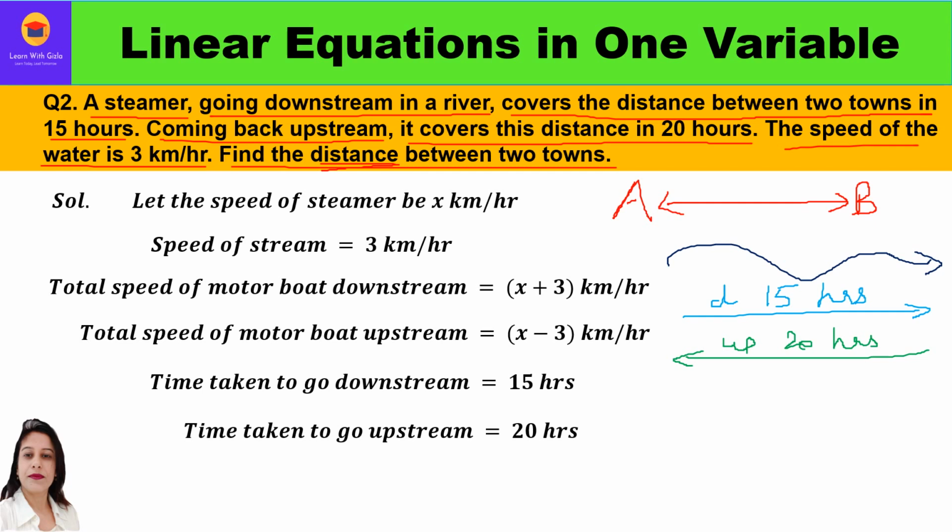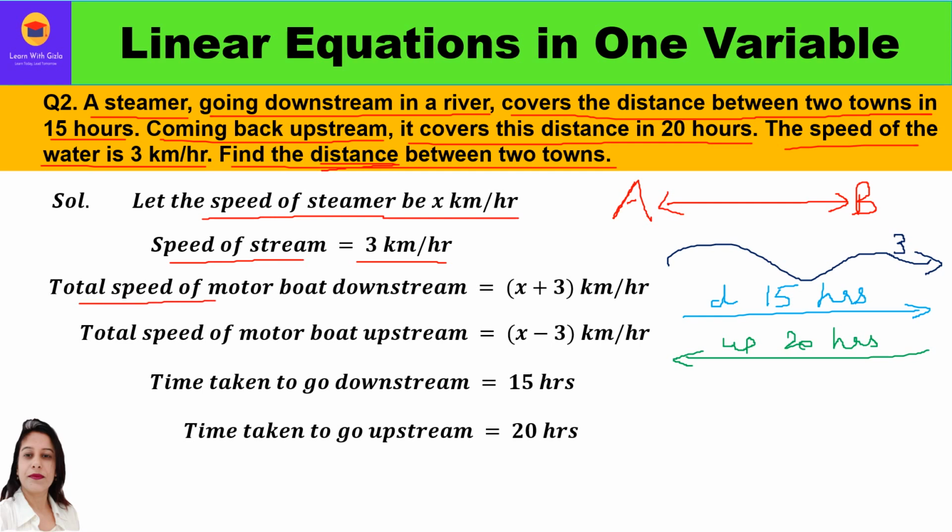When you are going downstream, you are taking 15 hours. When you are coming upstream, you are taking 20 hours. Now further they are saying the speed of the water is 3 kilometers per hour. So this stream is flowing at the rate of 3 kilometers per hour. We have to find the distance between the two towns. So first of all, let the speed of the steamer or the motor boat be x kilometers per hour. And the speed of the stream is already given, 3 kilometers per hour.